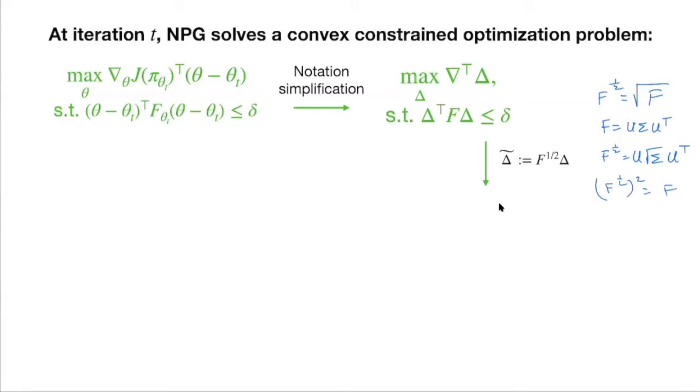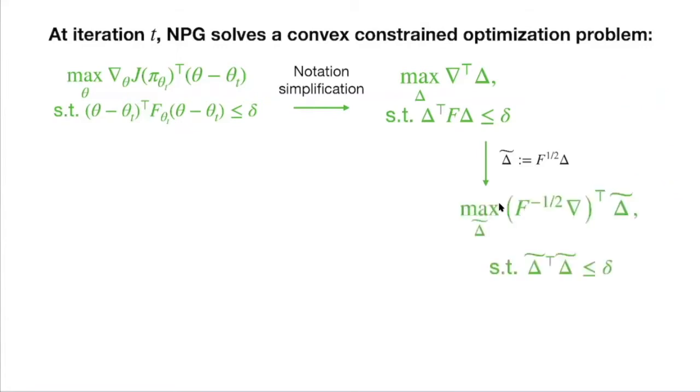All right, so I'm just going to introduce a variable tilde delta, and I'm now going to rewrite everything in terms of this new variable tilde delta. So for this constraint, things become pretty easy because I can just write this as F^(1/2) times F^(1/2) times delta. So this is (F^(1/2) delta) transpose (F^(1/2) delta), which is tilde delta transpose times tilde delta. So that's how I get my constraint.